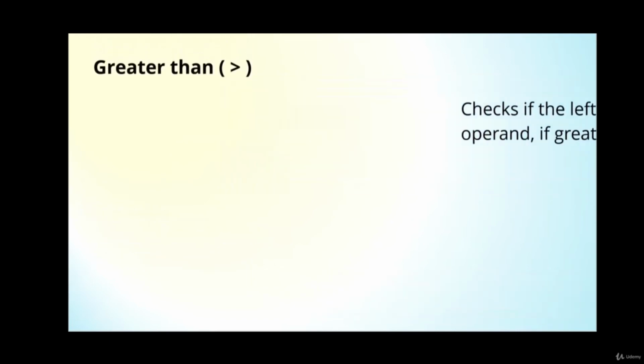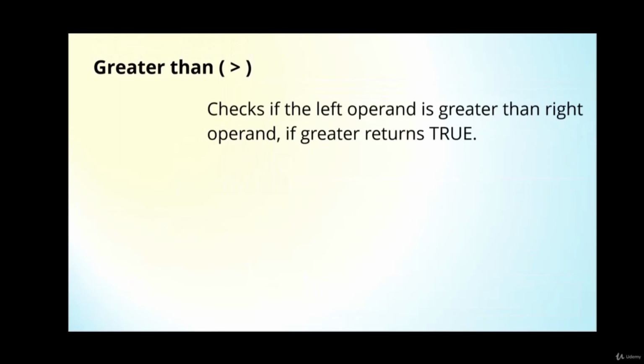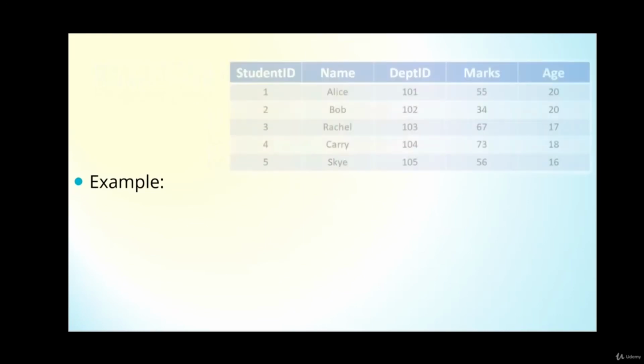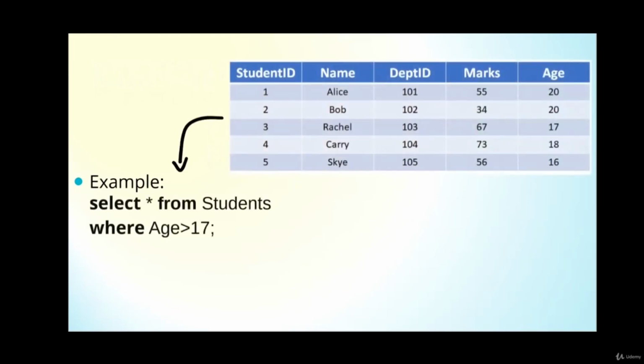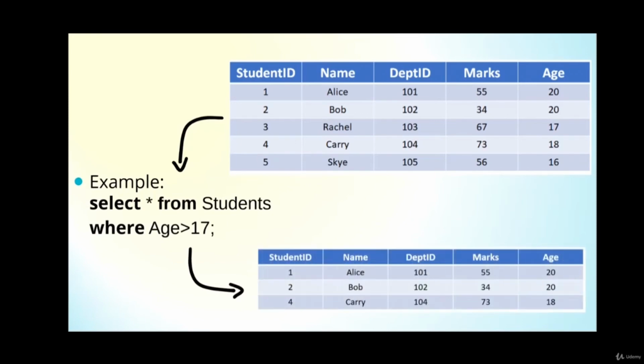Next is the greater than operator. The greater than operator checks if the left operand is greater than the right operand, and if it is greater, then it returns true. For example, in this table, if we want to find out the details of those students who have age greater than 17, then we'll write the query as select star from students where age is greater than 17. So in the output, it will display the records of Alice, Bob and Carrie since they have age greater than 17.